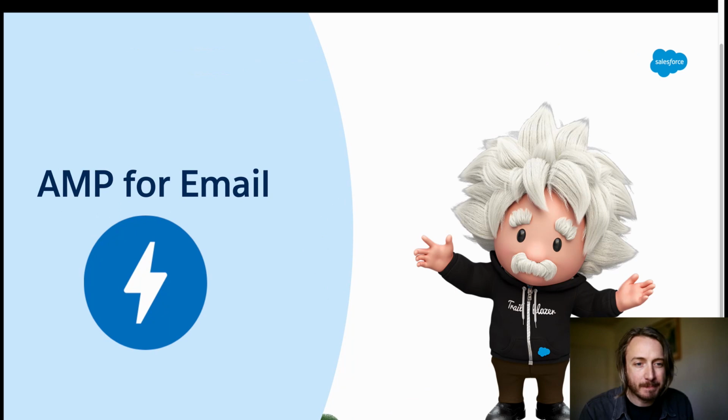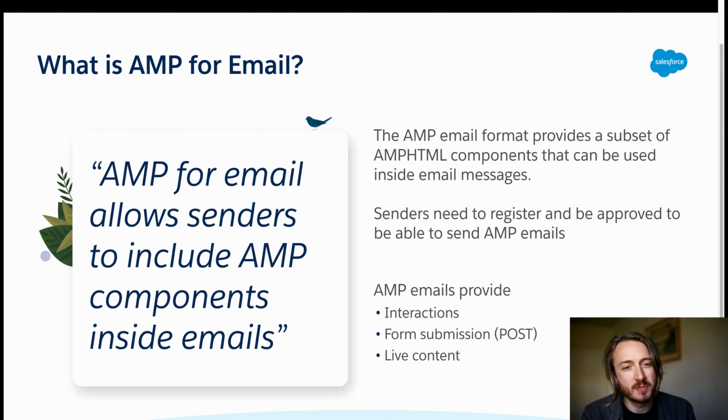So next up, AMP for email. A lot of you may be familiar with the AMP project. So AMP for email is a version of that. AMP for email allows senders to include AMP components inside emails. So yeah, as I say, a lot of you may be aware of AMP and accelerated mobile pages. It was set up by Google. It's an open source project. So we now have a subset of those components that can be used in email.